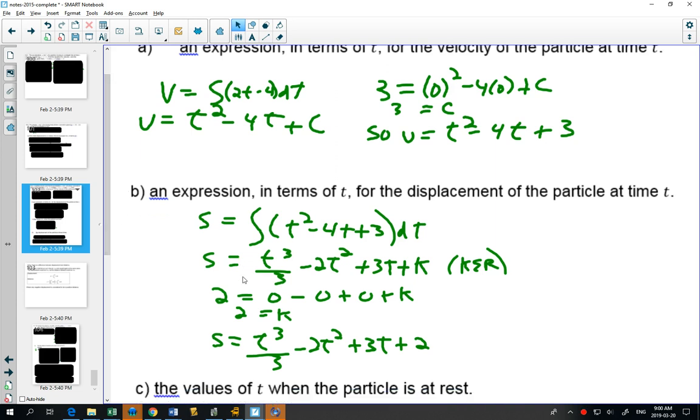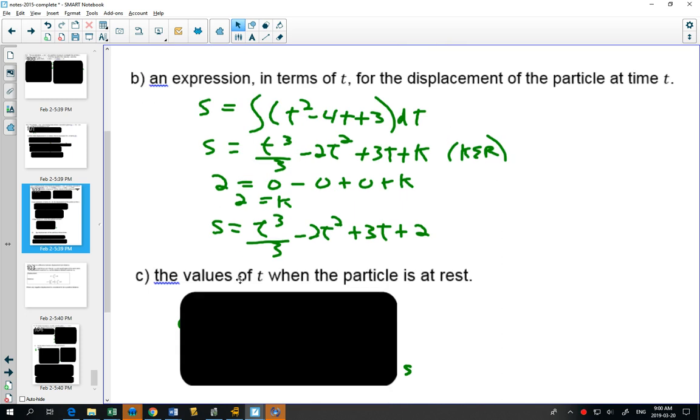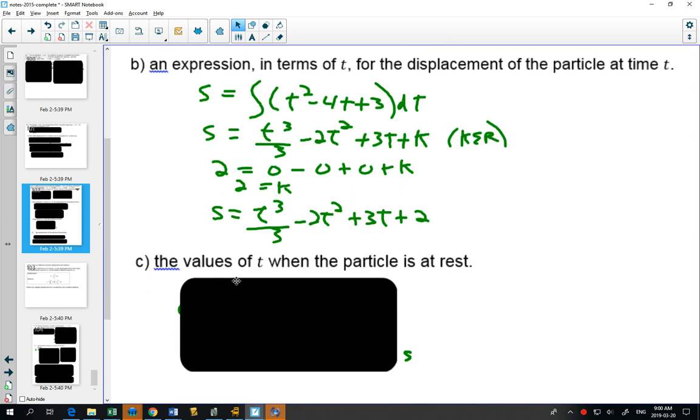So we've got our displacement. Find the values of t when the particle's at rest. So what does that mean? When the velocity is 0. The velocity has to be 0.